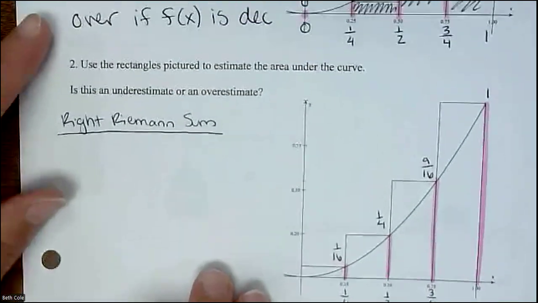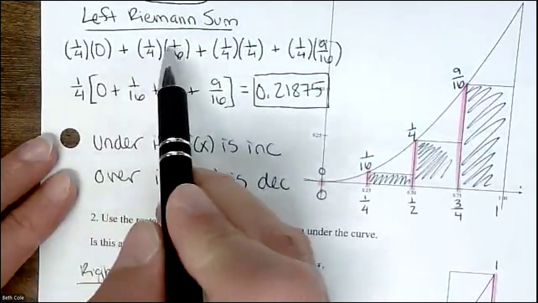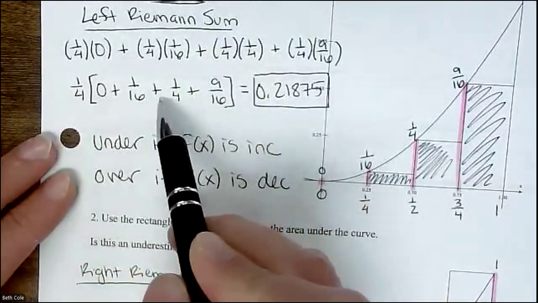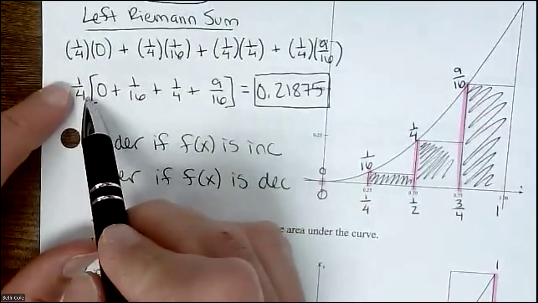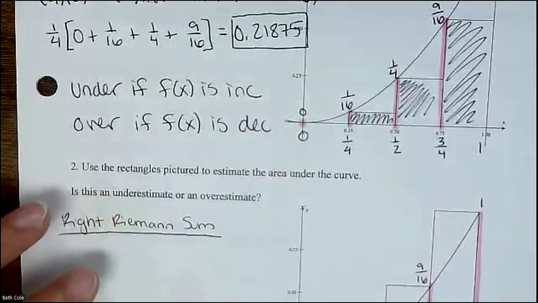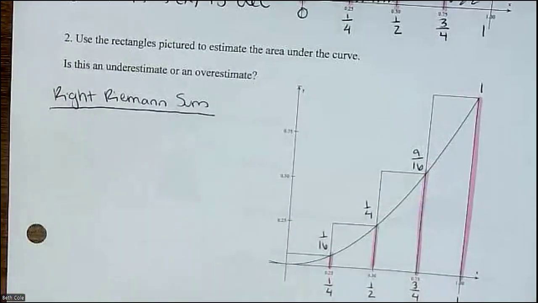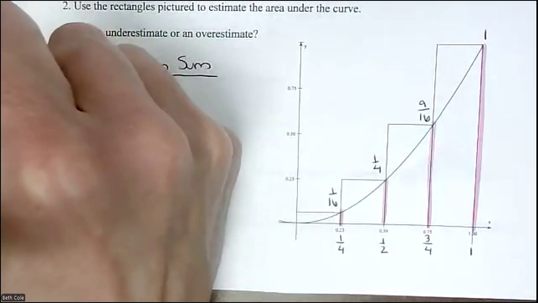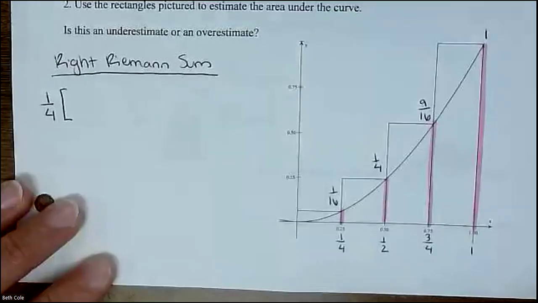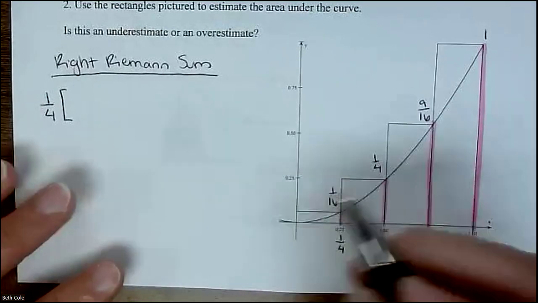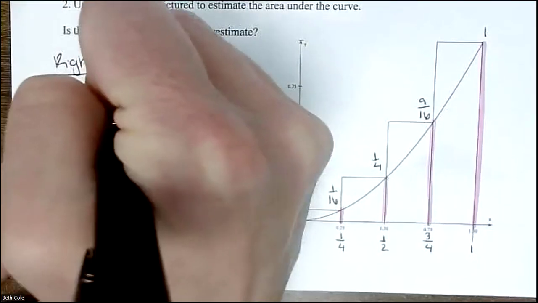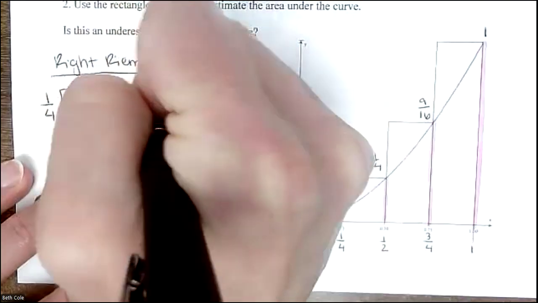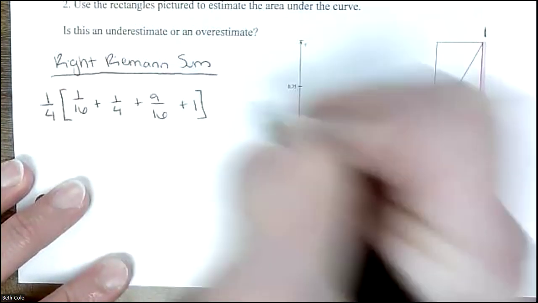So I'm going to skip this version of it and jump straight to the abbreviated version. And again, you can only get away with this when your sub-intervals are all uniform. If they're all different lengths, then you can't get away with that. But these are all 1/4. All the bases are 1/4. And then you're going to add up your heights. So 1/16 plus 1/4 plus 9/16 plus 1.